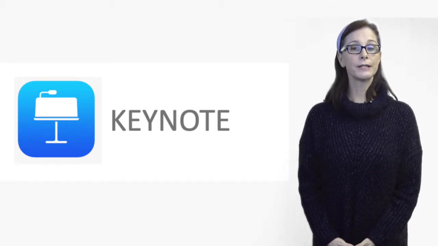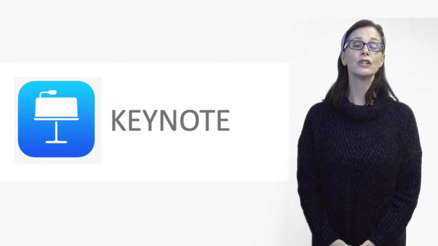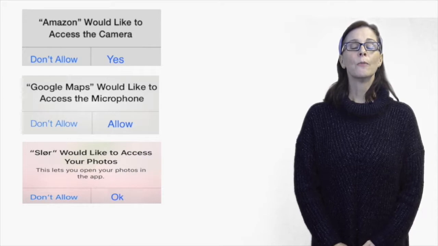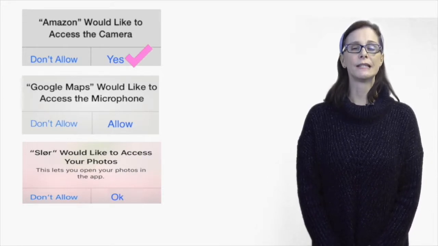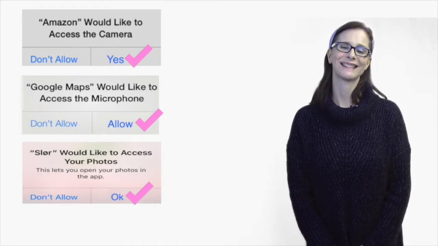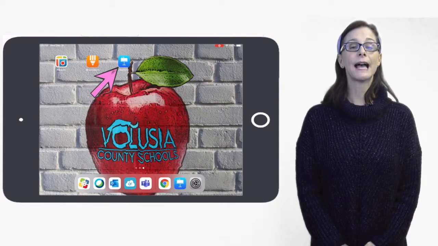If this is the first time that you've opened this app, you might need to give the app some permissions to use your camera, your microphone, or your photos. No matter what, you always choose yes, allow, or okay if you are asked. Once you open up the app, tap the plus and then tap Choose a Theme.